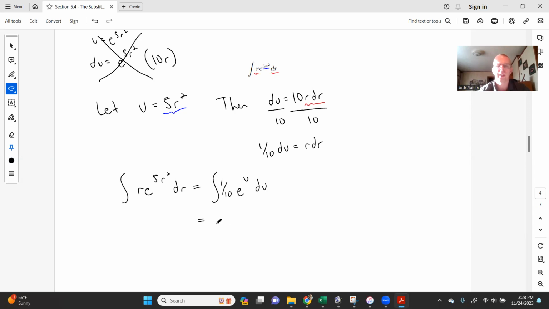Antiderivative of 1/10 e to the u is just 1/10 e to the u plus C. And let's substitute back in for u. So we have 1/10 e to the 5r squared plus C.